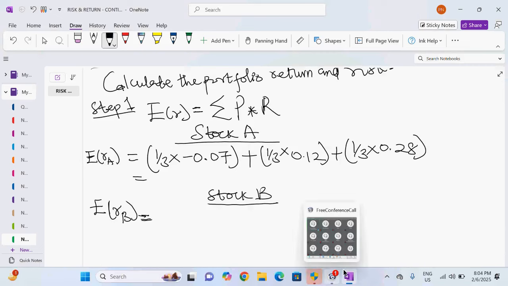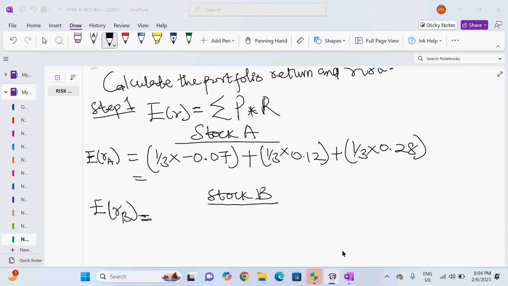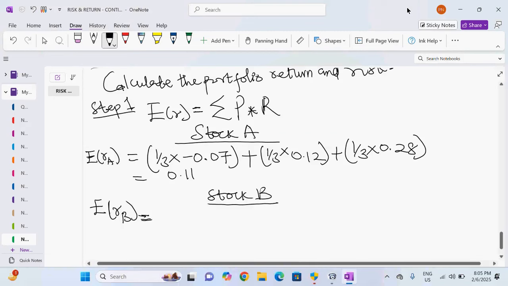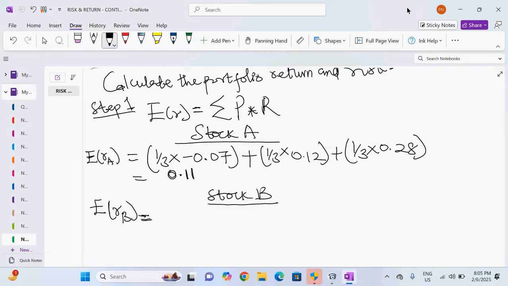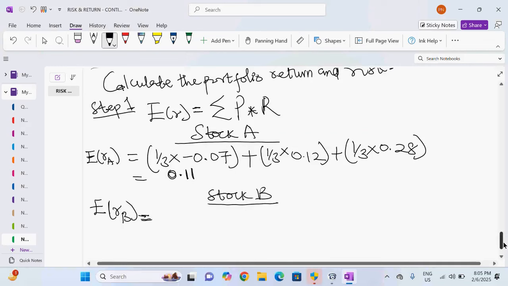What is the expected return for stock? 0.11. The deviation, someone asked in the chat board what is deviation.